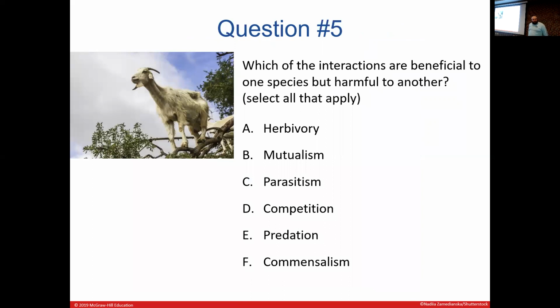All right, let's do another quick review question here. Which of these interactions are beneficial to one species but harmful to another? We'll go through all of them that apply. Herbivory, does it fit this example? Positive one, negative the other, right? Perfect. Mutualism. No. What is it? Positive and positive, right? Parasitism. Positive and negative, good. Competition. Negative, negative, right? So that one doesn't count. Predation. Positive, negative, right? Perfect. And finally, commensalism. What is that one? Exactly. So in this case, the three that we would pick out would be herbivory, parasitism, and predation.